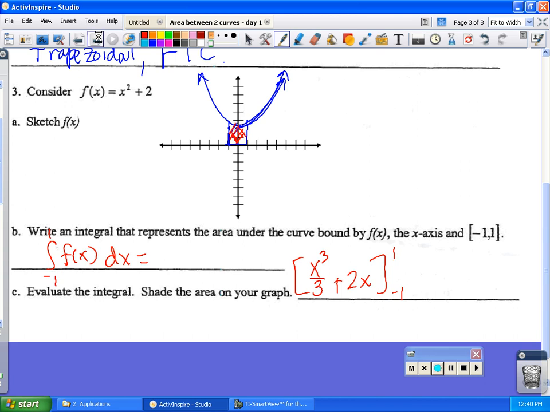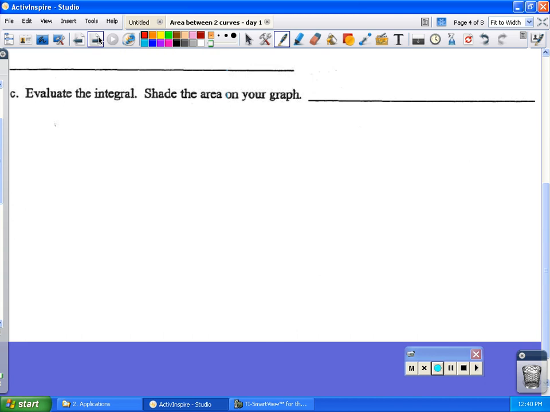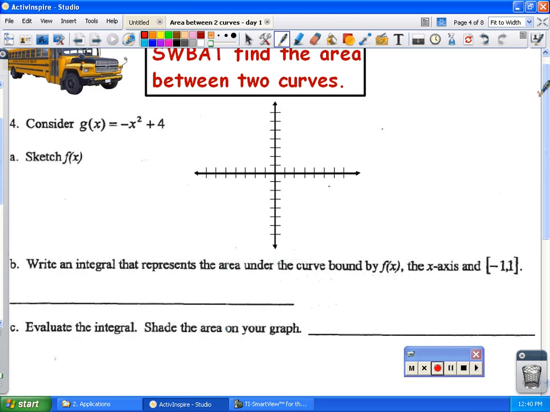Alright, now let's look at the next problem on your page. If we go back up to the top, now we have a different curve. It is still a parabola. This time the parabola is going to open downward with a vertex of (0, 4), and it's going to hit 2 and -2. So I have a parabola that looks something like that. So I've sketched the graph, and I'm going to write an integral that represents the area from -1 to 1. So this time I have this region, and I'm trying to get all the area from -1 to 1.